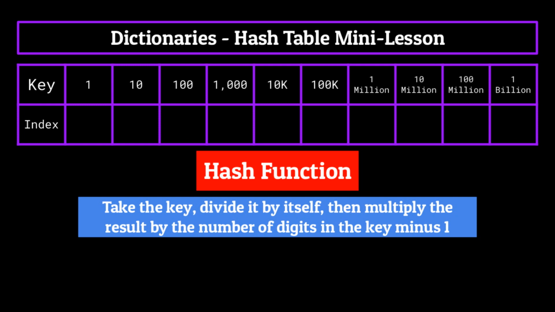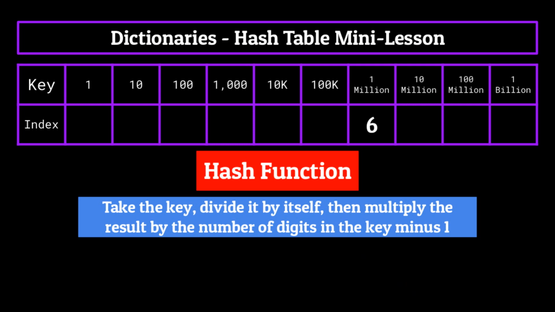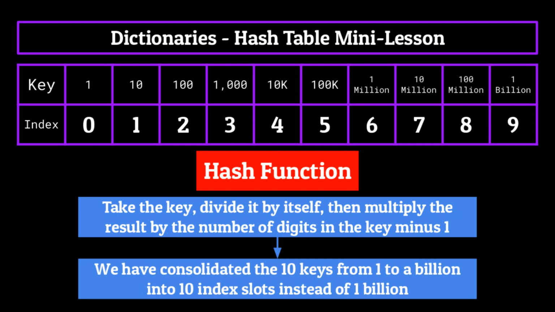So, to find out where to store the value corresponding to the 1 million key, we would take a million, divide it by itself, which yields 1, and then multiply that by the number of digits in that integer minus 1. In this case, 7 minus 1, or 6. This means we'd store the 1 million key at index location 6. If we do this for every key in the dictionary, we can see that each key in the key value pair is stored at some index from 0 to 9. We've consolidated the 10 keys from 1 to a billion into 10 index slots instead of a billion. A pretty good improvement in my opinion.